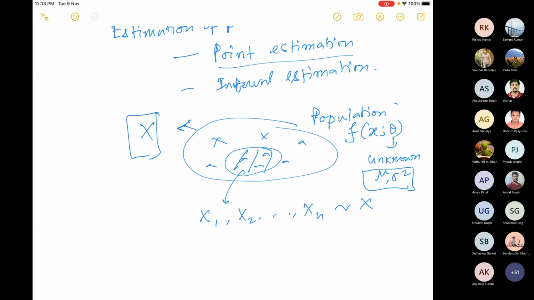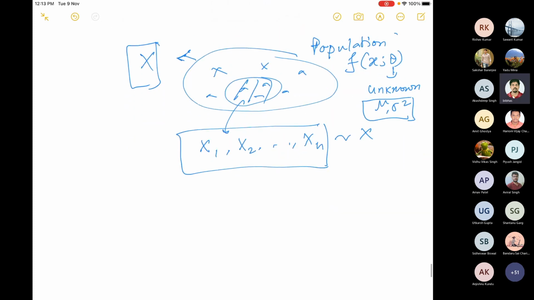Now, how do we want to do that? We want to pick a sample out of it. We cannot deal with the entire data, so we pick a random sample of objects from the population. Using this sample data, x1 will be some value, small x1, capital X2 will have some value, small x2, and so on. So basically, we have these values in our hand. Now, using these values, we want to estimate the unknown parameters mu and sigma square.